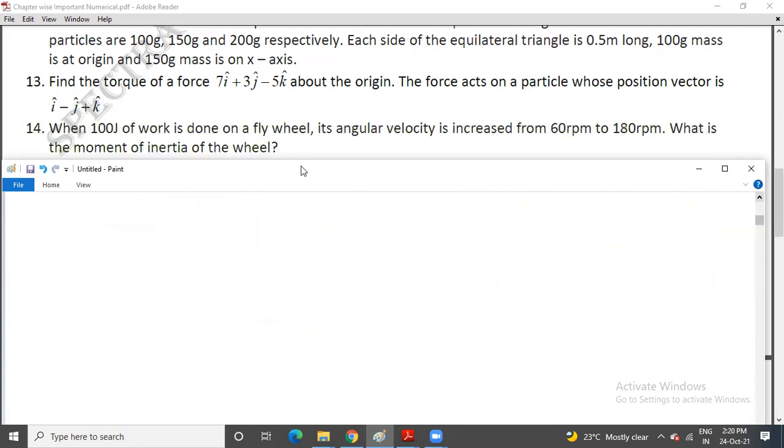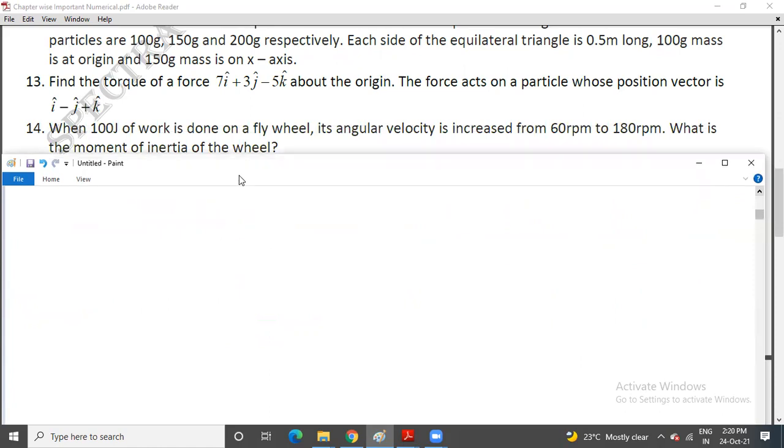This question is based on torque. Question number 13. Find the torque of a force 7i + 3j - 5k about the origin. The force acts on a particle whose position vector is i cap minus j cap plus k cap. So first you write down the torque formula. It is a vector, r cross F. The vector product between two vectors is a vector.